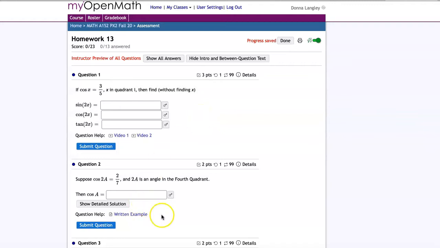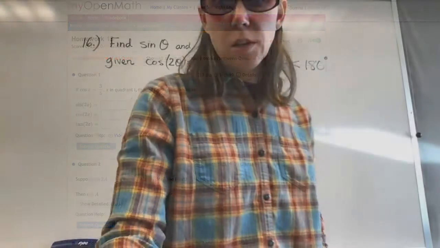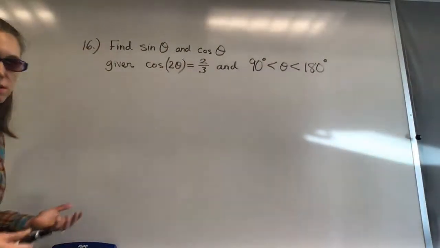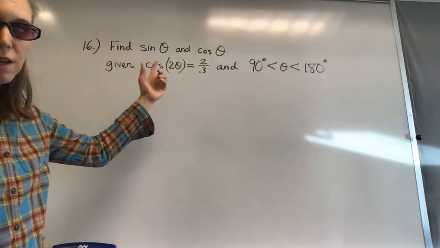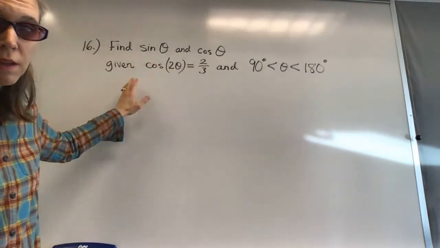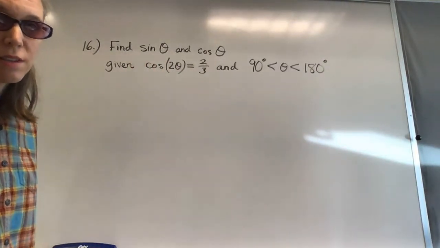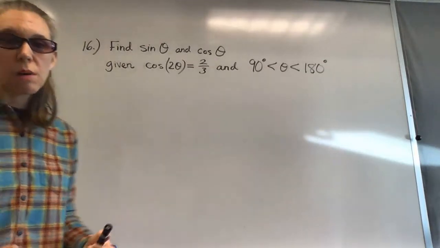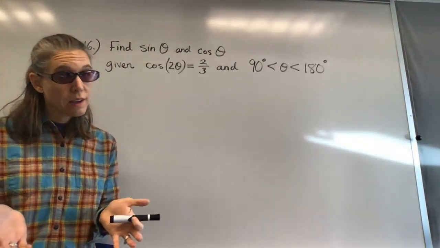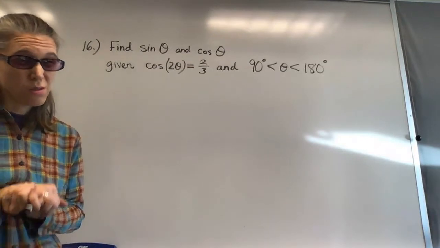Now question number 2 is a lot different. This is similar to questions 13 through 16 in 5.5 of your textbook. So I'm going to work through number 16 so you get an idea of how to do a problem like question number 2 or number 15. So here's question number 16. We're supposed to find sine of theta and cosine of theta given cosine of 2 theta is equal to 2/3. Now this type of problem is only going to work if you know the cosine of 2 theta.